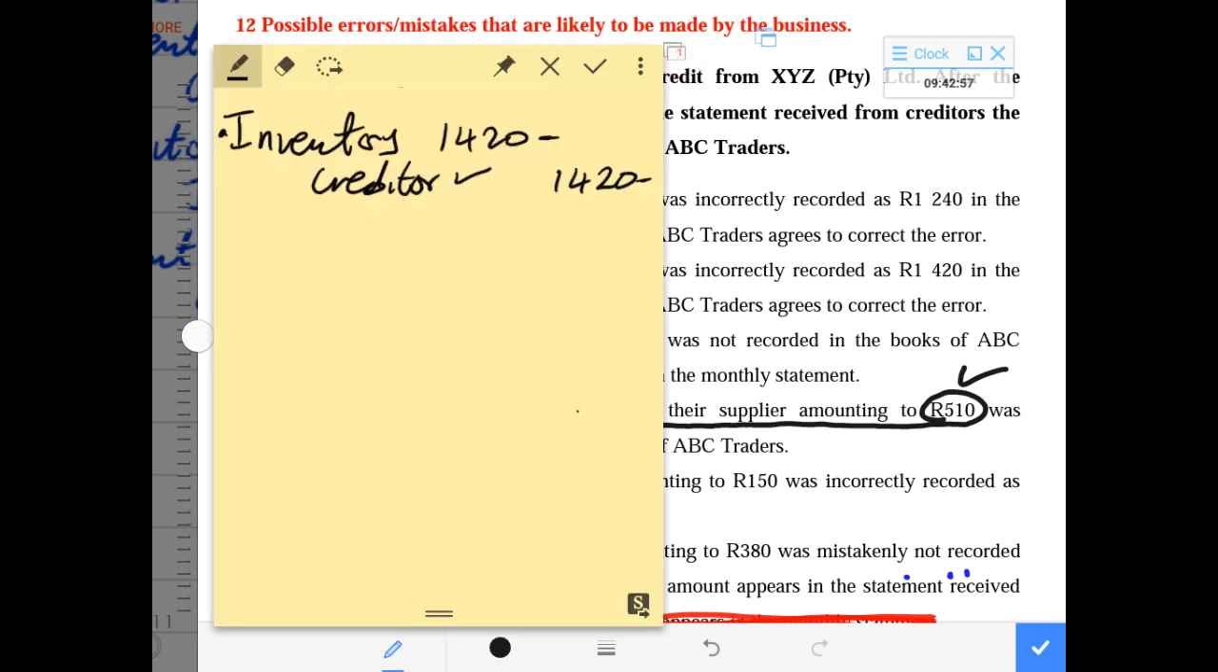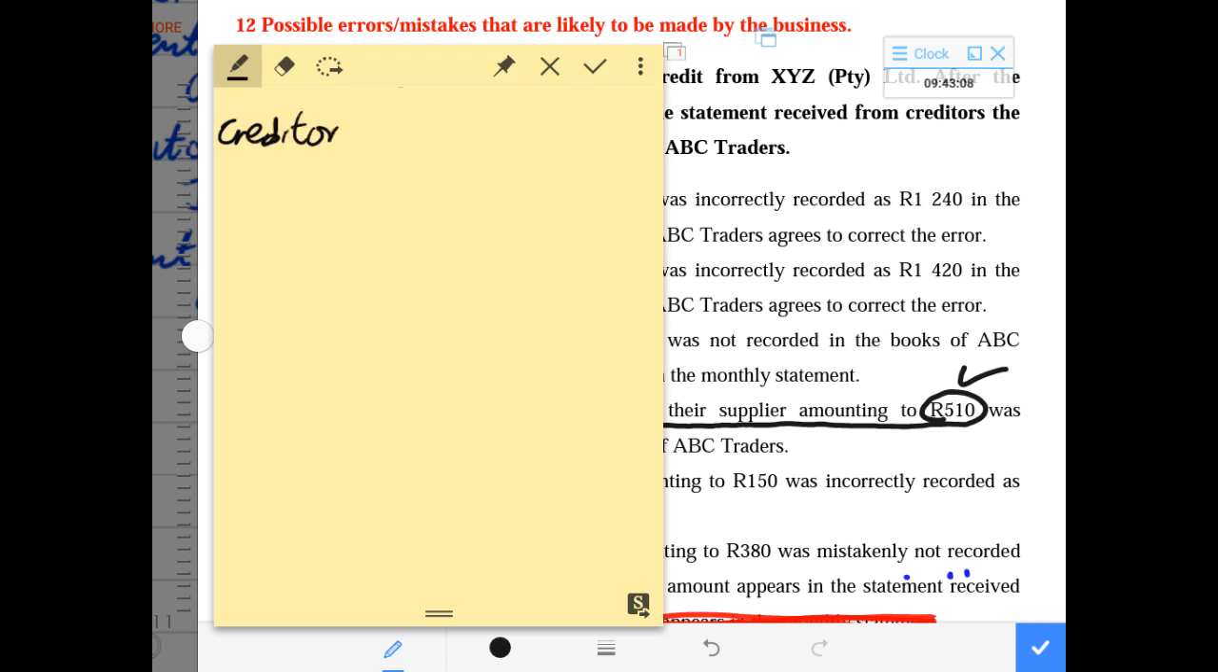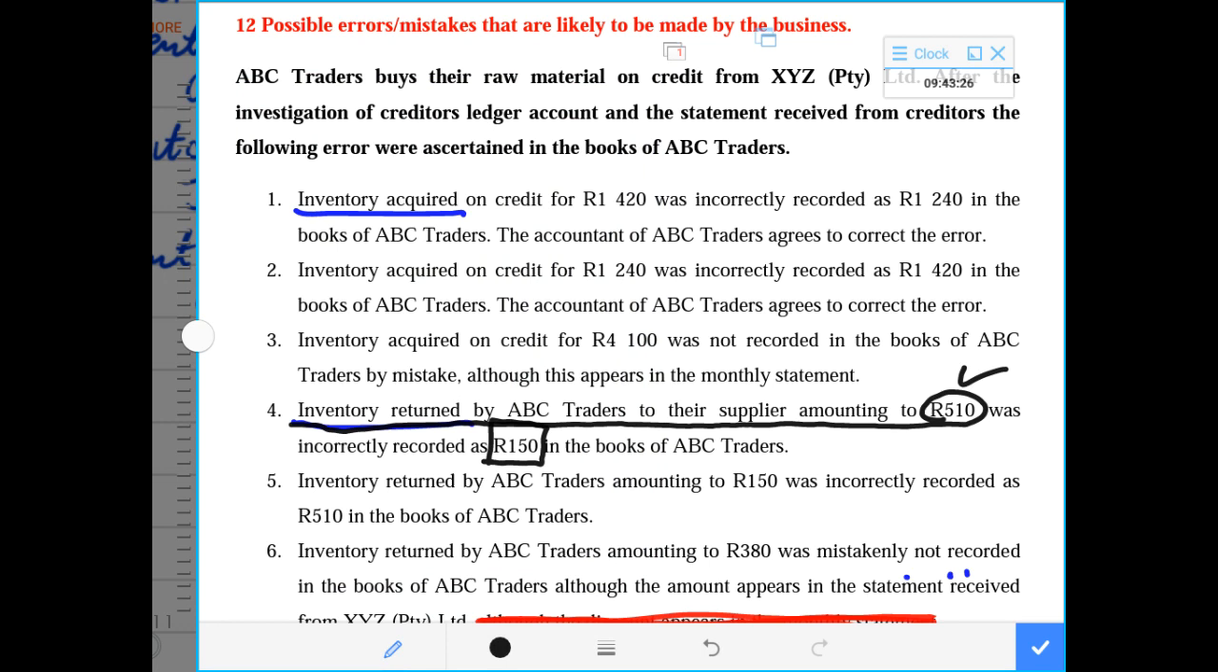So now let us check how they recorded. We know that if we return inventory, it will reduce our creditor on the debit side. So now they would have said debit the creditor 150. Then after, credit inventory, because inventory was returned, and if we return inventory, we are decreasing our inventory because we are giving inventory back to the supplier. So now we record it like this. This is how they recorded the 150.